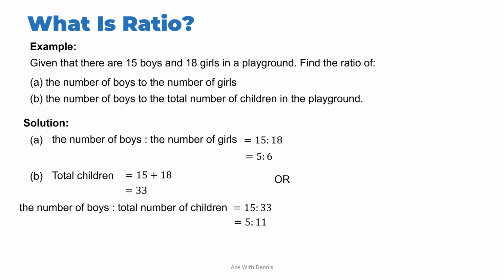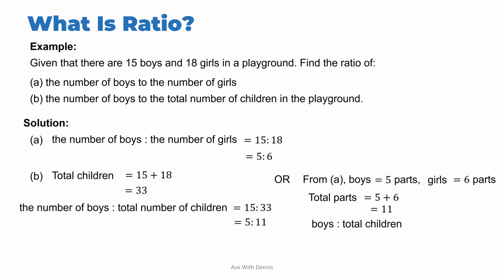Or, we can use another method to find the answer for B. From A, boys have 5 parts, and girls have 6 parts. In total, there are 5 plus 6, which is 11 parts. Hence, the ratio of the boys to the total number of children equals 5 to 11.